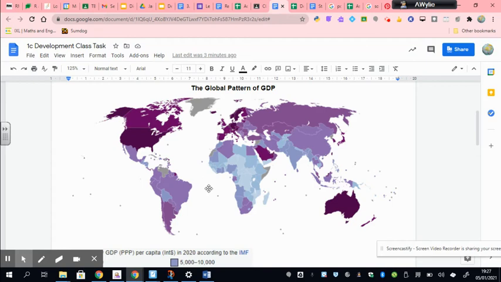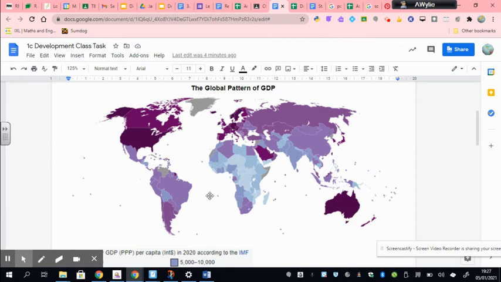And what we can see when we map this information is a distinct pattern. So what jumps out straight away is that the lighter shades are largely all clustered in Africa, with some in Central Asia. The darker shades are concentrated in Europe and North America. Asia has a mixture of light and dark shades, as does South America.